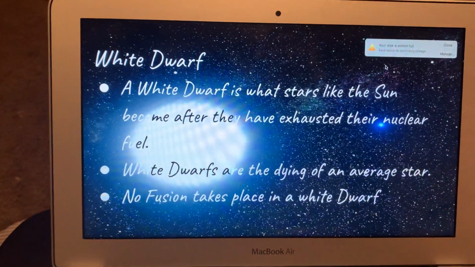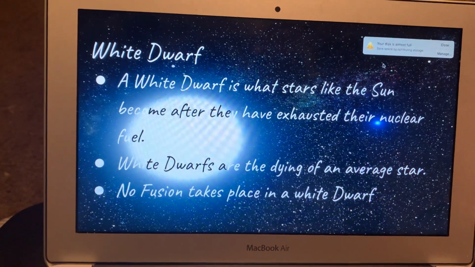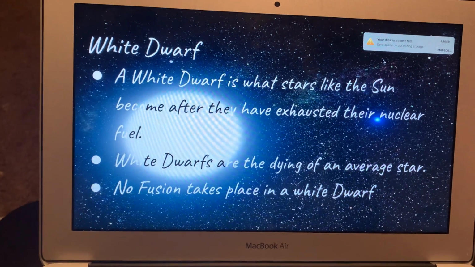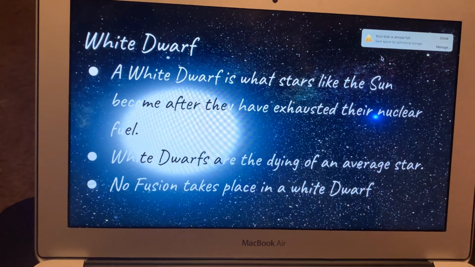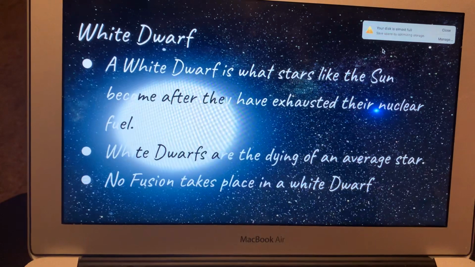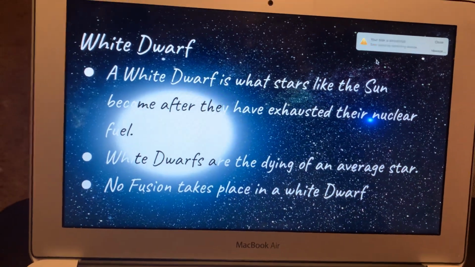Okay, the white dwarf. A white dwarf is what stars like the sun become after they have exhausted their nuclear fuel. White dwarfs are the dying stage of an average star. No fusion takes place inside a white dwarf.